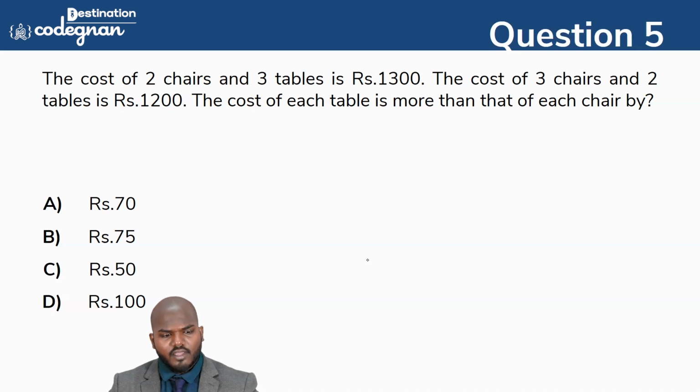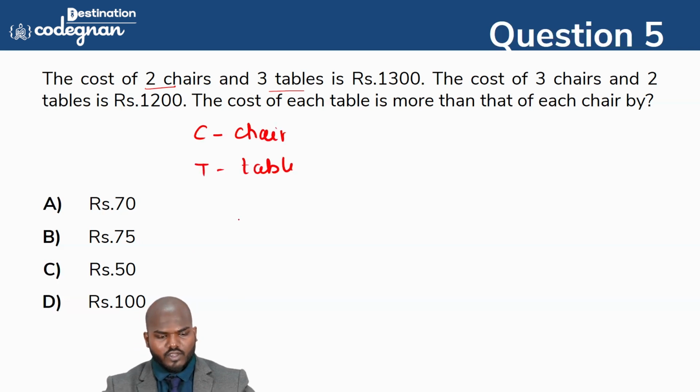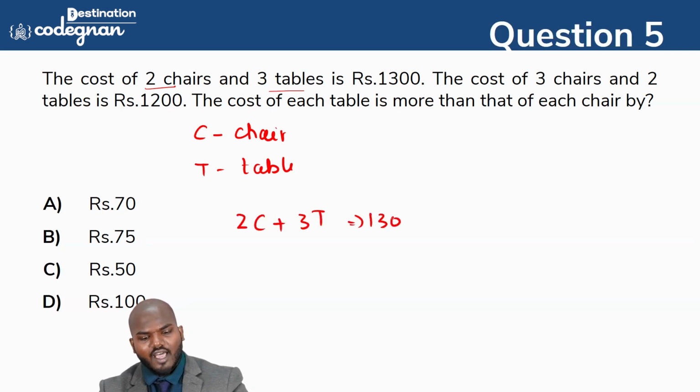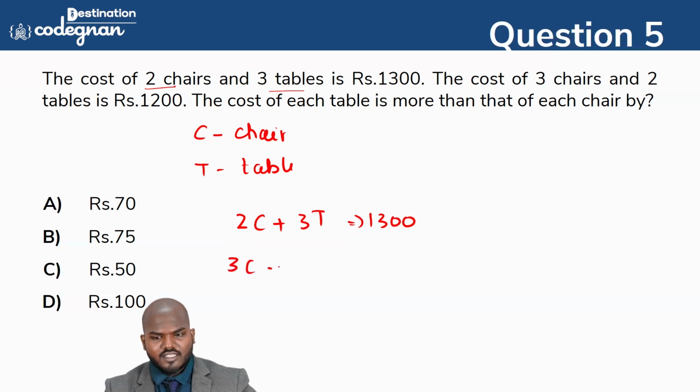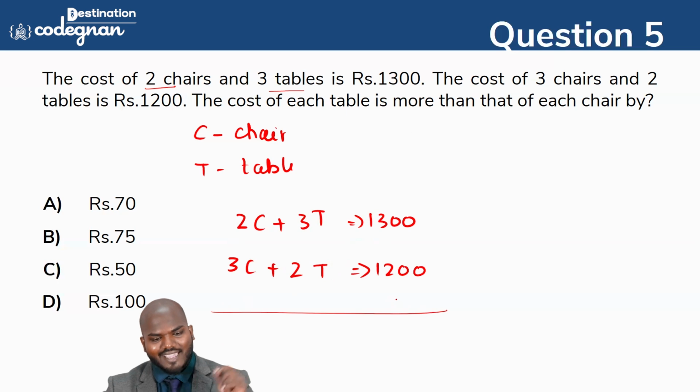Coming to this one, you see this one, guys, 2 chairs and 3 tables. I can call C as chairs, okay, and T as tables. Like what I can call this one, okay, 2 chairs plus 3 tables is equal to 1300. I can call it up, and then 3 chairs and 2 tables is equal to what? That is 1200. I can call it up. It looks like something like an equation, right? Okay. So if you see this one, if I want to cancel any one of them, I need to know one thing, I need to know how much it is valuable again.